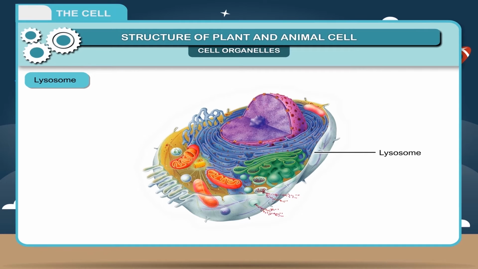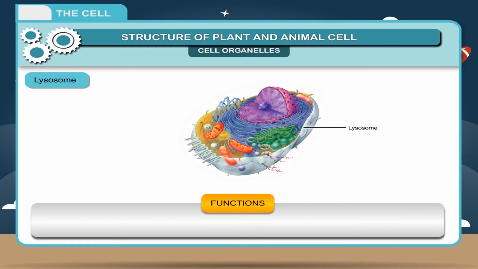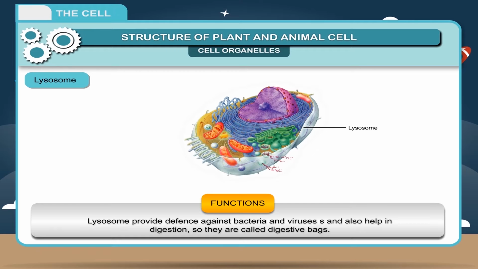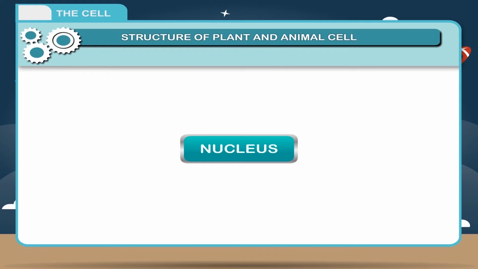Lysosome. They occur only in animal cells and are sac-like structures. They contain some digestive enzymes. Functions. Lysosomes provide defense against bacteria and viruses and also help in digestion. So they are called digestive bags.